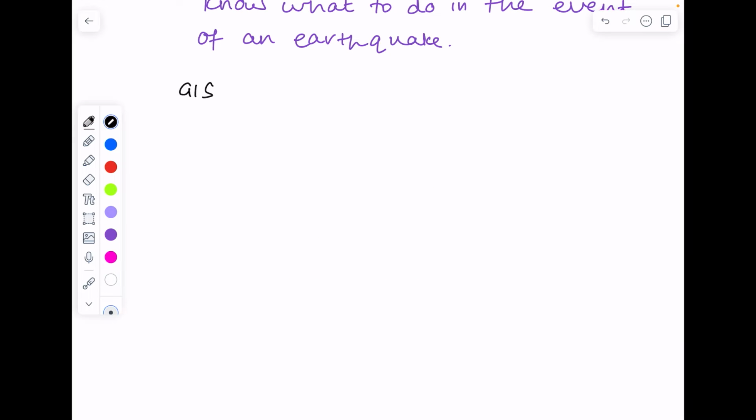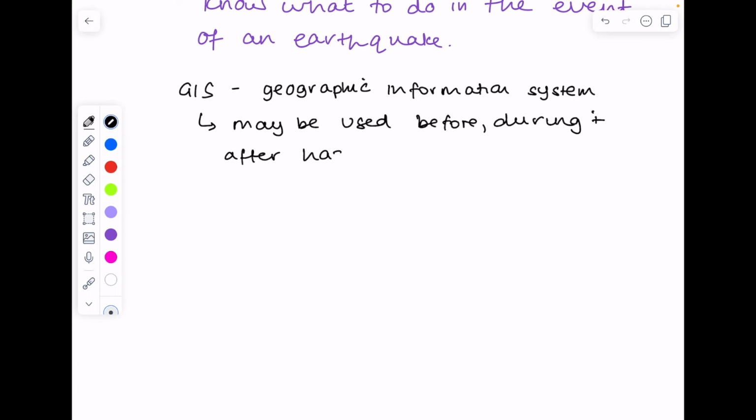Let's talk about GIS now. This stands for Geographic Information Systems. And crucially, these can be used before, during, and after a hazardous event such as an earthquake. So there's a wide range in which GIS may help. It can help you identify road structures.